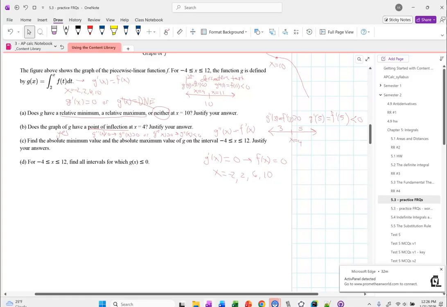Yep. And there were no other places where it was undefined, right? So I'm not going to bother writing that because we did it up here already.